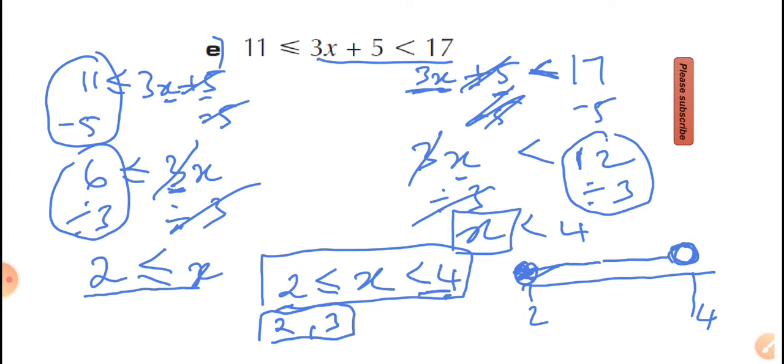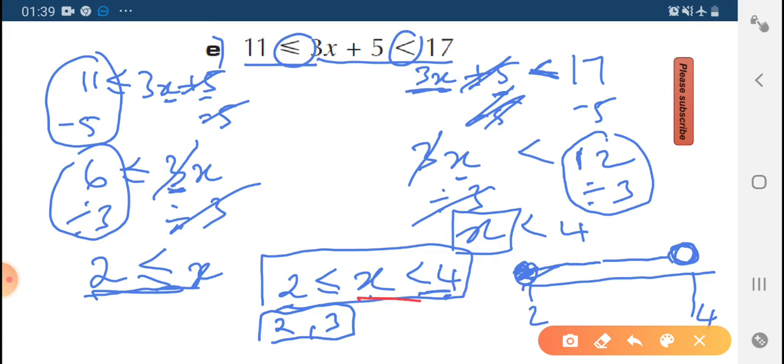So in a way, when you see an inequality like this, sandwiched between two signs, it's like having to solve two bits. And so we get two answers. So the first answer is that x has to be less than 4. And the second answer was that x has to be equal to or greater than 2.